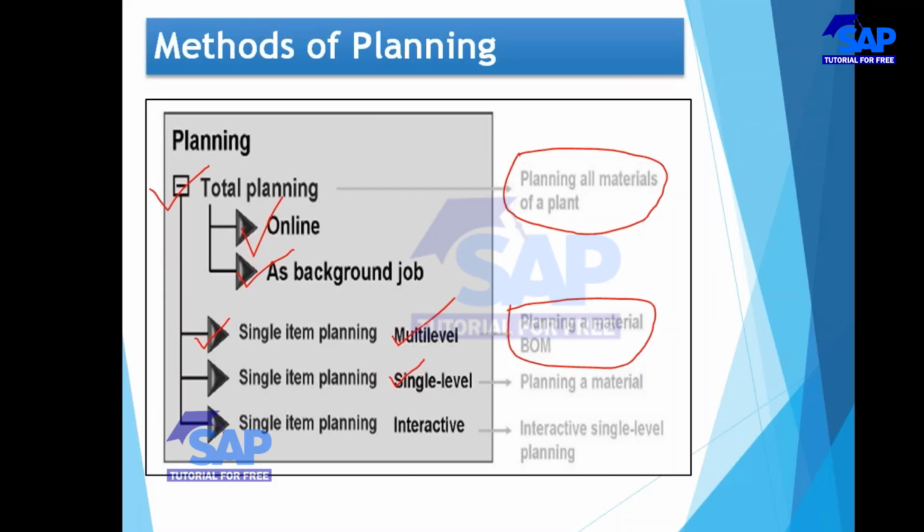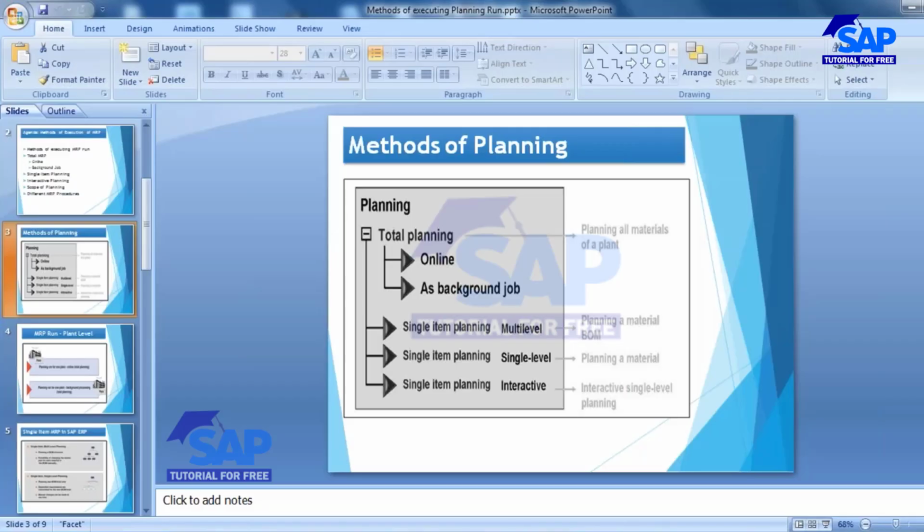Now the other one is interactive planning. Interactive planning means you will be analyzing the results while executing the MRP run. So these are the different methods of executing the MRP run. We will now see all these things in the system.